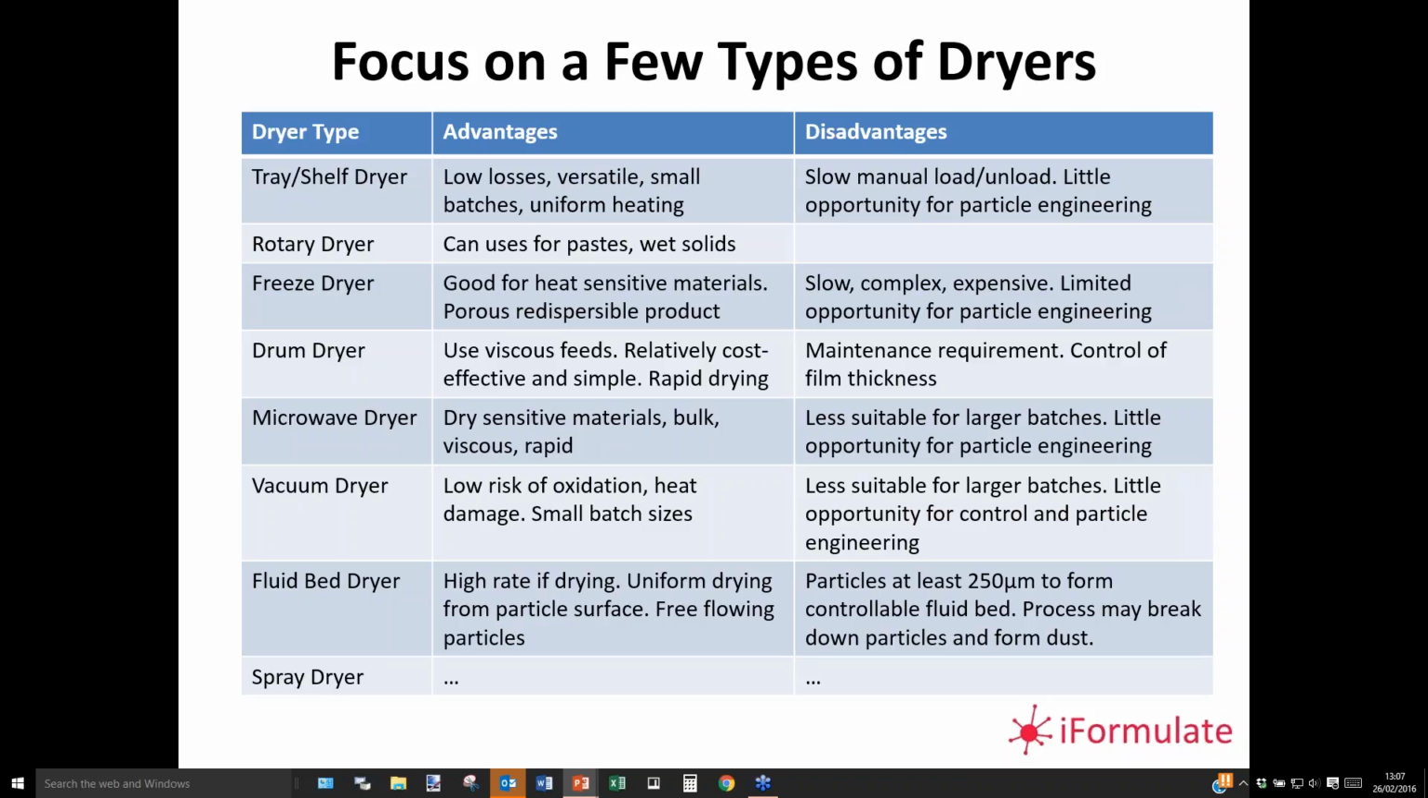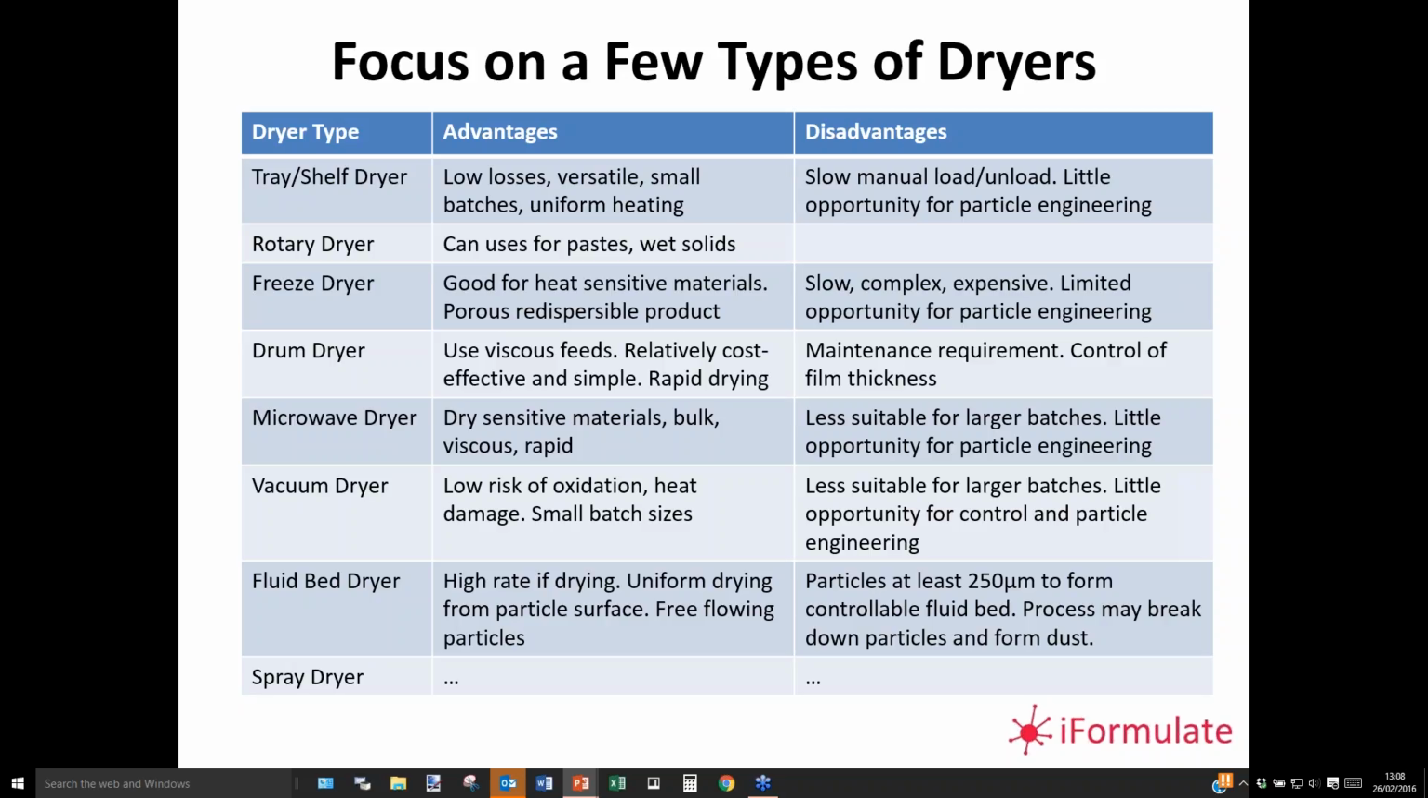Microwave drying is sometimes popular for drying sensitive materials. It can be used for bulk materials, viscous materials, and it's a rapid process. When you come to larger batches, it's trickier to get microwave drying operating, and again there's little opportunity for particle engineering. Vacuum drying gives you low risk of oxidation and heat damage, and can be used for small batches, but for large batches again it's tricky to dry large batches in a large scale vacuum, and again controlling and particle engineering can be a challenge here.